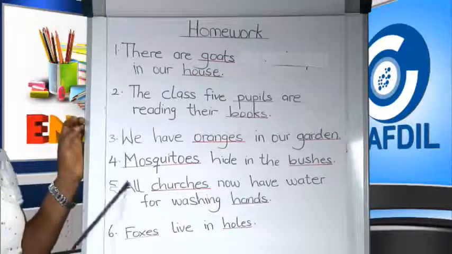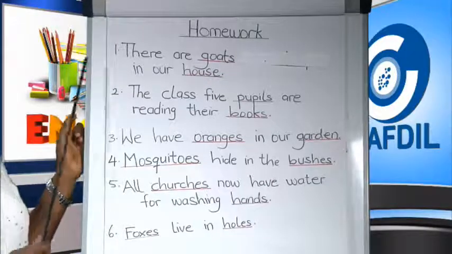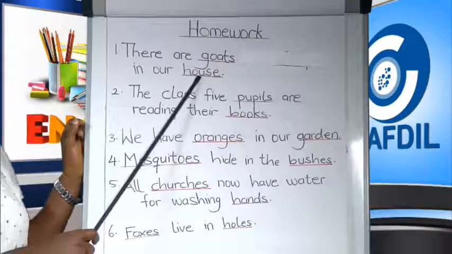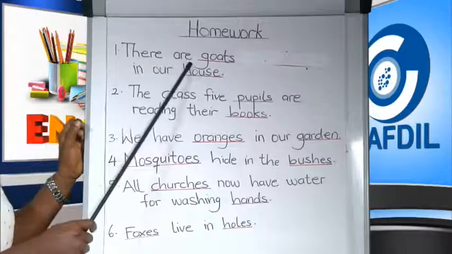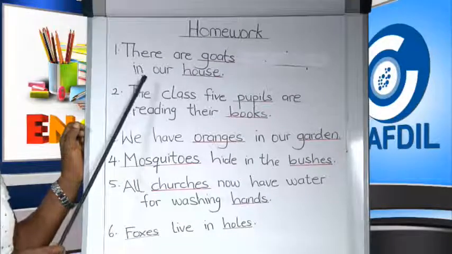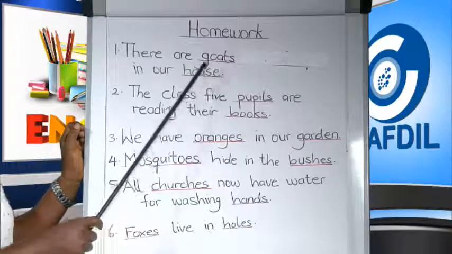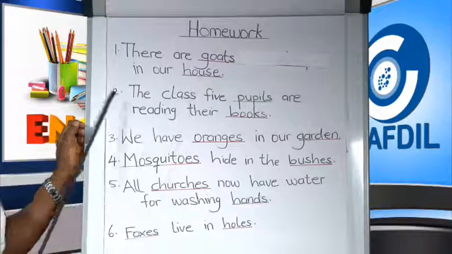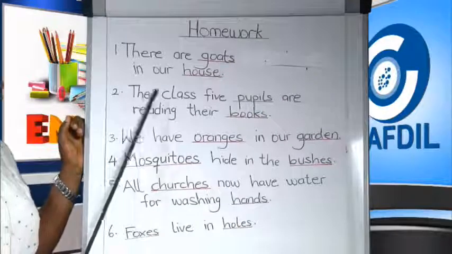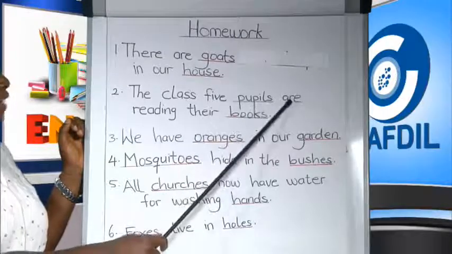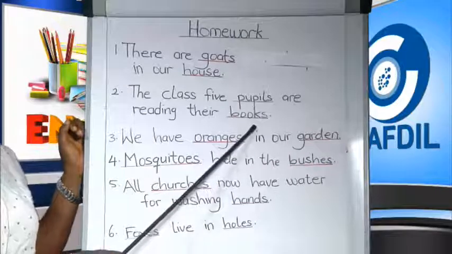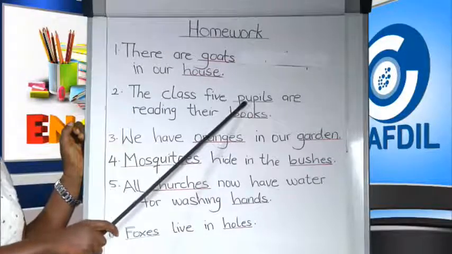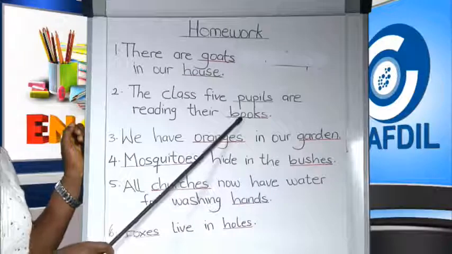So these are the answers. Number 1: There are goats in our house. We have underlined the countable nouns in it. We have goats as a countable noun and house as a countable noun. Number 2: The class 5 pupils are reading their books. So we have pupils as a countable noun and books as a countable noun.